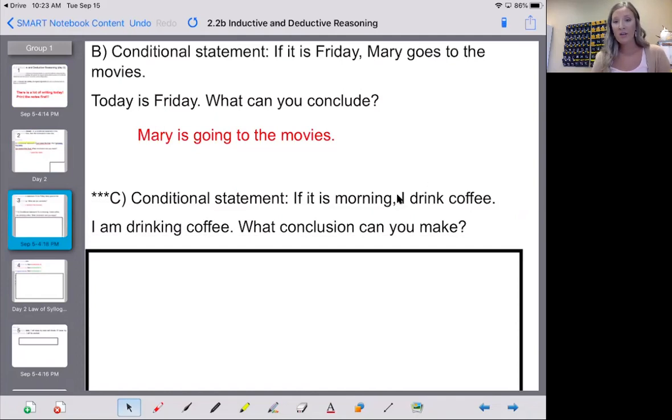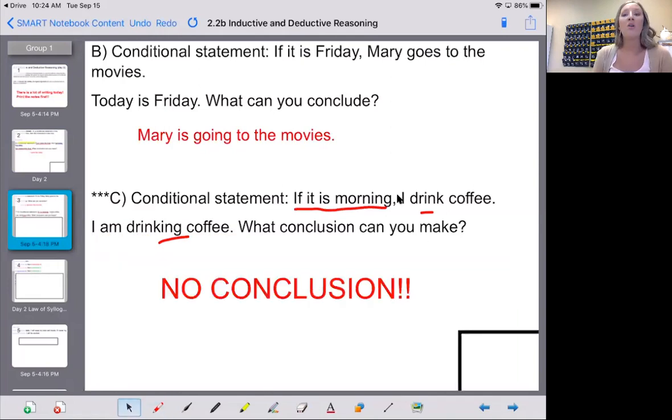No, it does not. So the conditional statement's hypothesis is if it is morning. Is this the hypothesis as well? No, that is the conclusion. And so because this part is the conclusion, you cannot make an additional conclusion based on that. If the hypothesis says it is morning, then this right here must say it is morning in order for you to make a conclusion. But because it actually matches up with the already given conclusion, you cannot make an additional conclusion from there. So this one has no conclusion.